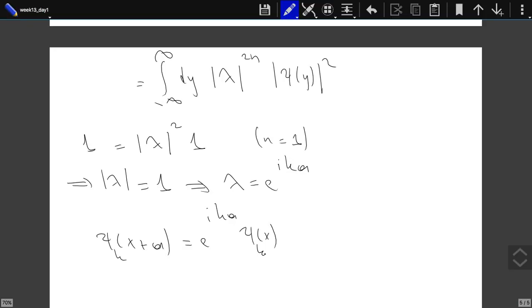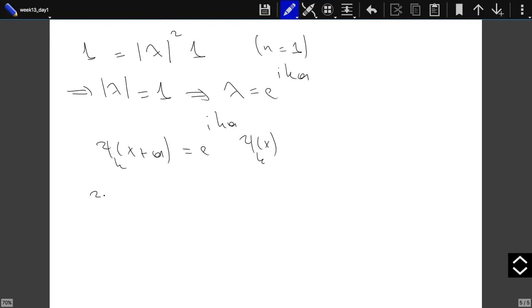That phase we could have just called delta, or since we have this a over here, in the limit as a goes to 0, we shouldn't have this thing. So e to the power i k a is a reasonable definition, let's say. But this tells me that psi of k should be equal to e to the power i k times x times u k of x, where this u k is periodic in a.